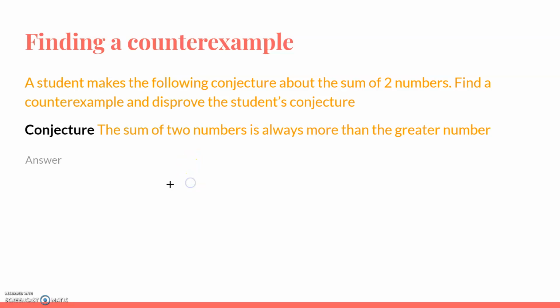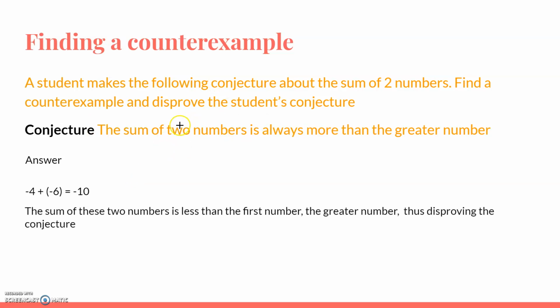Okay, so now that you're back, here we have 2 numbers, -4 and -6. When we sum both of them up, we get -10. The sum of these 2 numbers is less than the greater number, which is -4. Therefore, this disproves our conjecture: the sum of these two numbers, -10, is less than the greater number, -4, thus disproving the conjecture of the student.